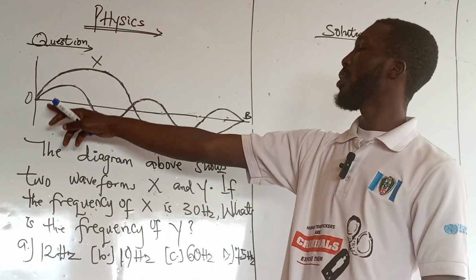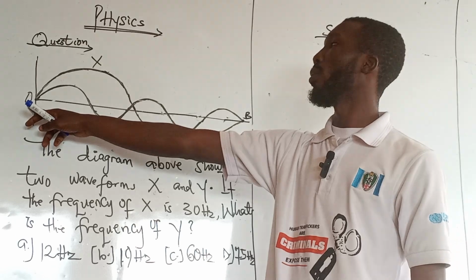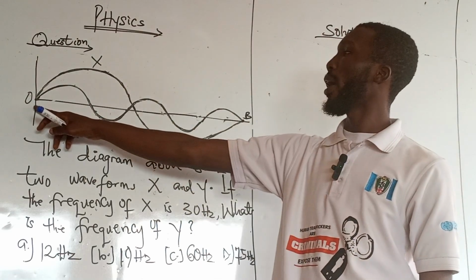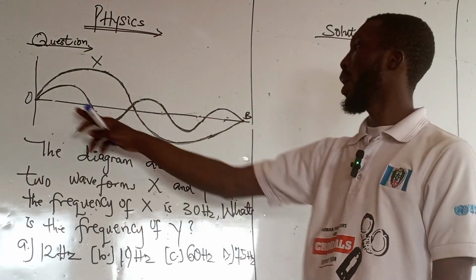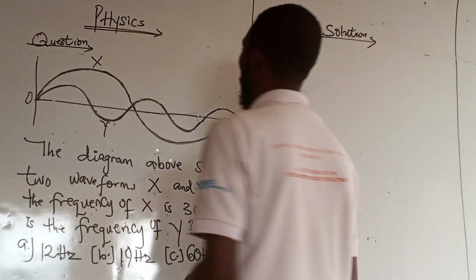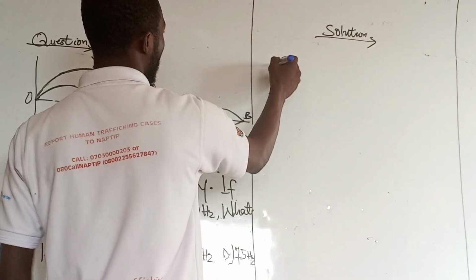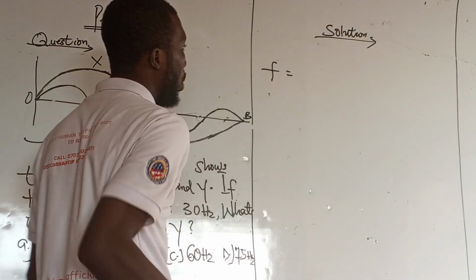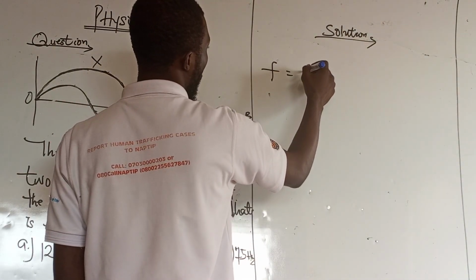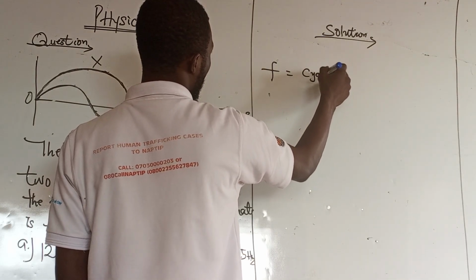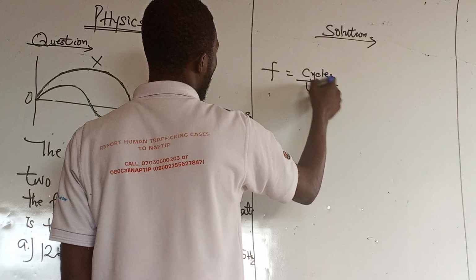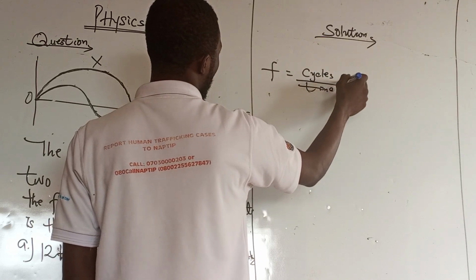So, here is the diagram. We have a wave starting from O and ending at B. For x, we have it this way, and for y, we have this. What we have to know is that our frequency f is equal to the number of cycles, as we've said in the previous videos, all over the time taken for the cycles.